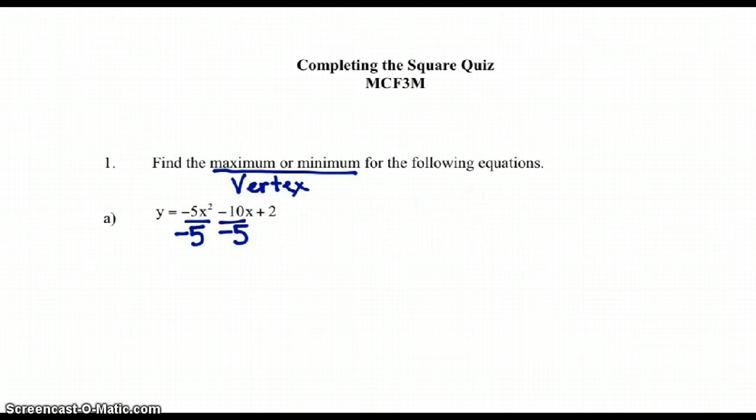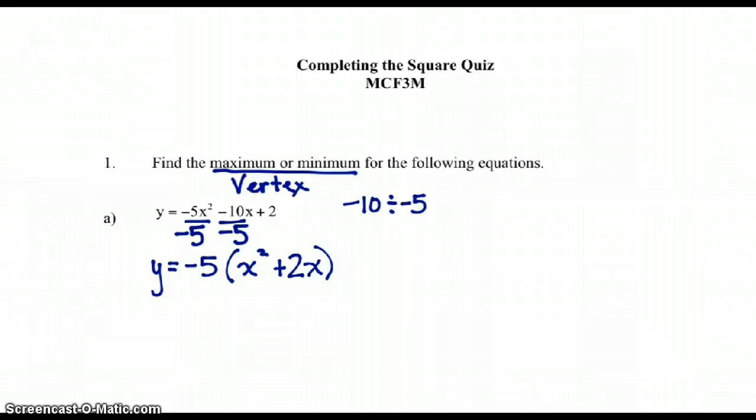Okay, so factoring out by -5. I'm going to rewrite y equals -5 in the front. -5 divided by -5 is 1x squared. And when you do -10 divided by -5, it gives you +2. Now don't forget the x over here. Okay, that's a common mistake. So all I did here is I factored out the -5, and I can just show my work on the side. -10 divided by -5 is equal to +2.